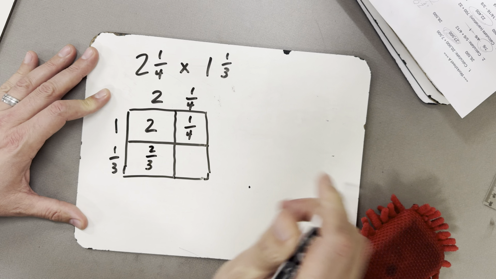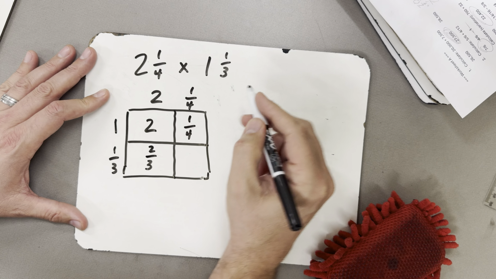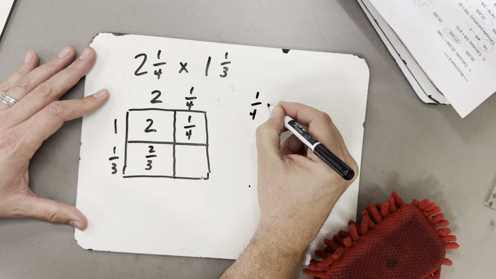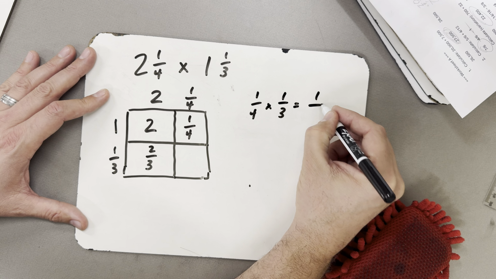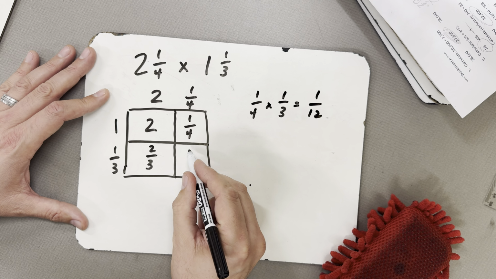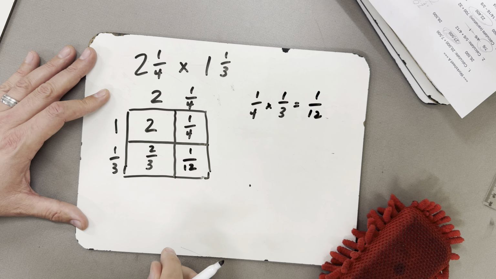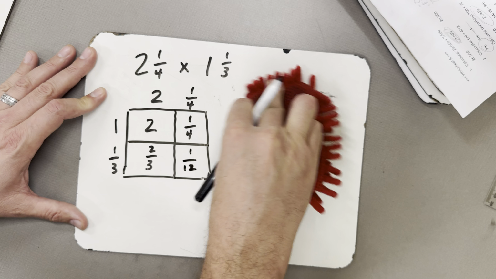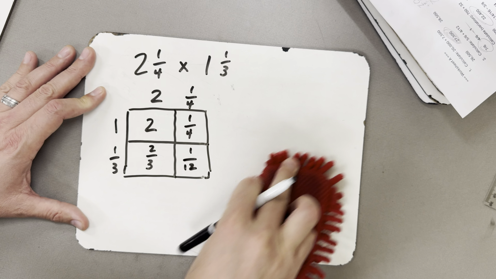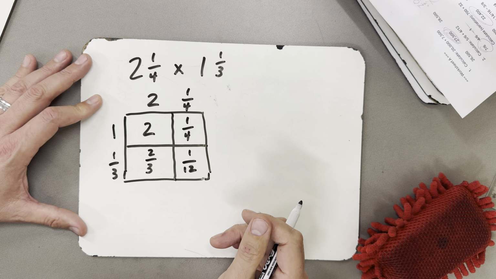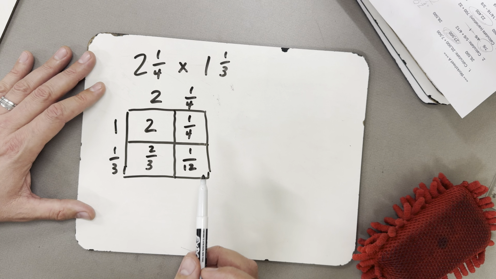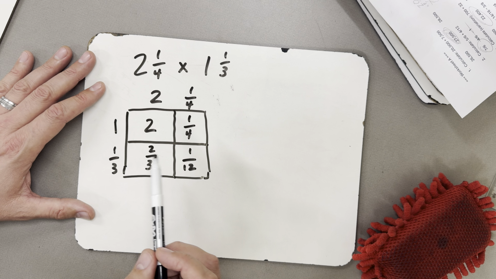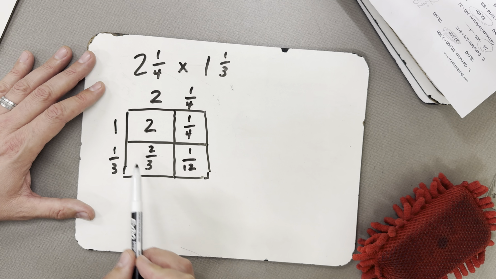And then you go over here where these meet, 1/4 times 1/3. That you might want to multiply out just to make sure that you're not thinking of it wrong. 1 times 1 is 1, 4 times 3 is 12. 1/12, okay? It never hurts to go over and work it out. You might be able to do it in your head, but then sometimes we make mistakes in our head, okay? So now I have to add everything up inside the area model, just like you used to with regular whole numbers.